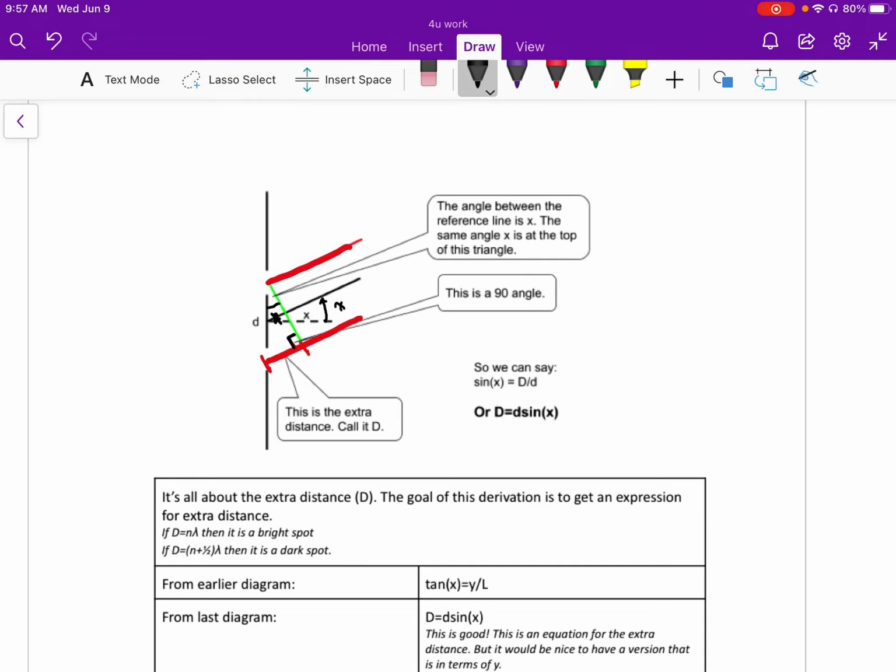That's important because our extra distance down here, I'm choosing to call it capital D. We now know in this little right angle triangle, one of the sides is little d, the distance between the slits. We know the opposite side is capital D, and the angle in our right angle triangle is x. So SOHCAHTOA, we know the hypotenuse is little d, and the opposite is capital D, so sine x is D over d, or that extra distance I was curious about is d sine x.